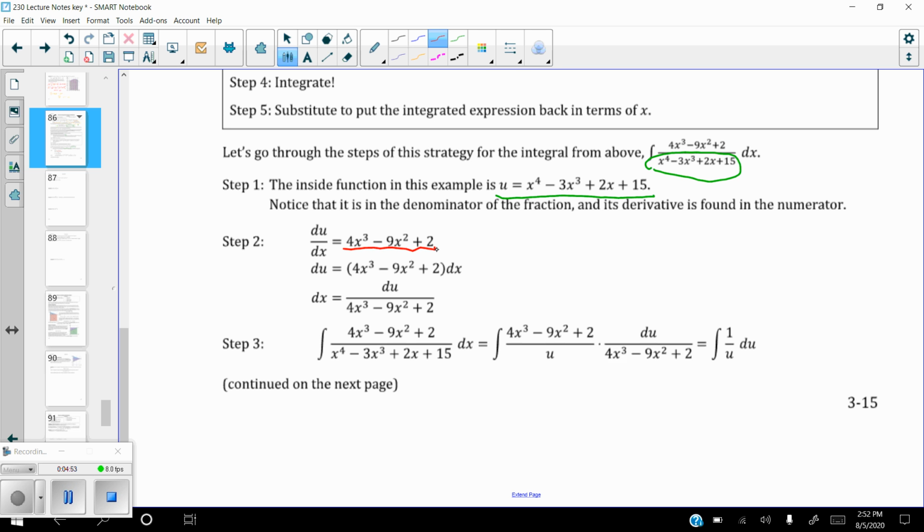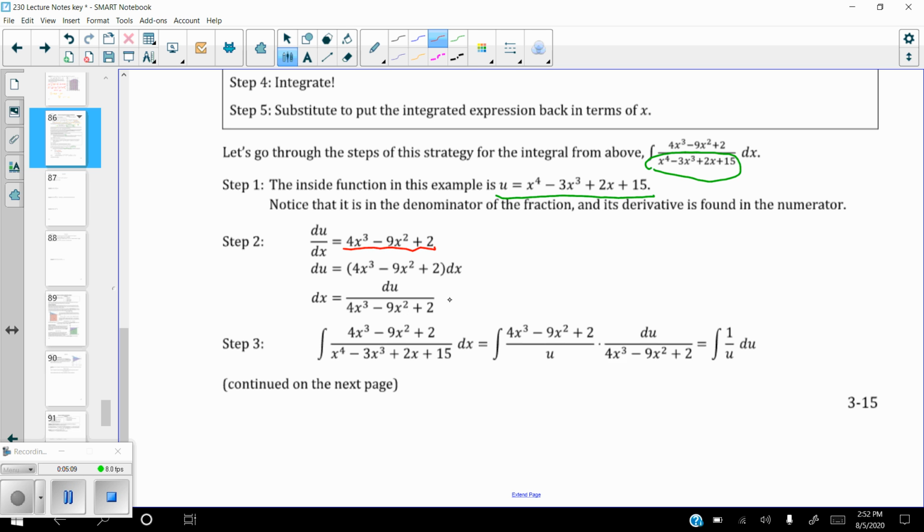So you have to do a little bit of algebra. We'll multiply the dx to the right side like you see in step 2, and then to solve for dx, you're going to divide everything by what's in parentheses. So then you get dx equals du over 4x cubed minus 9x squared plus 2.